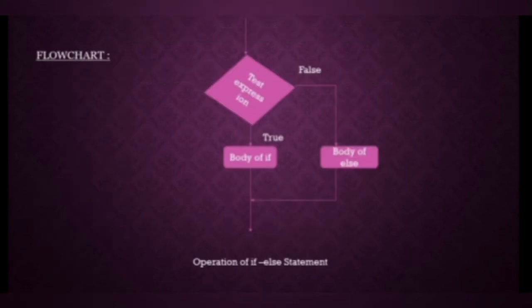Next, there is a flowchart for the if-else statement. First, the condition is tested. If the condition is true, the body of if is executed, and then the program will go to the end. Otherwise, if the condition is false, the body of else is executed. Next the program will go to the end.